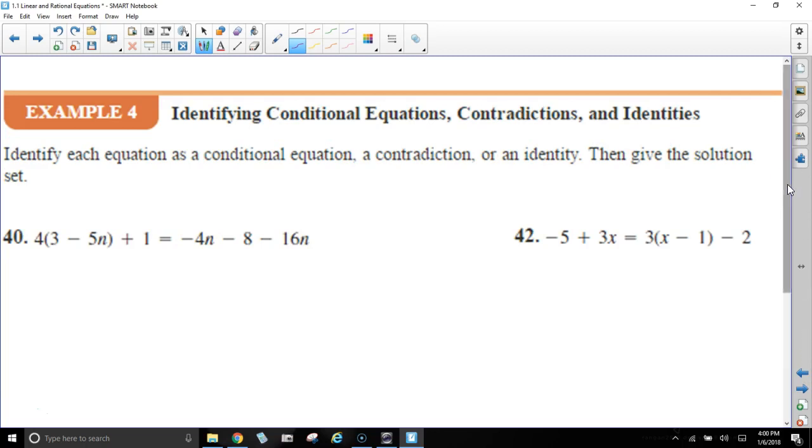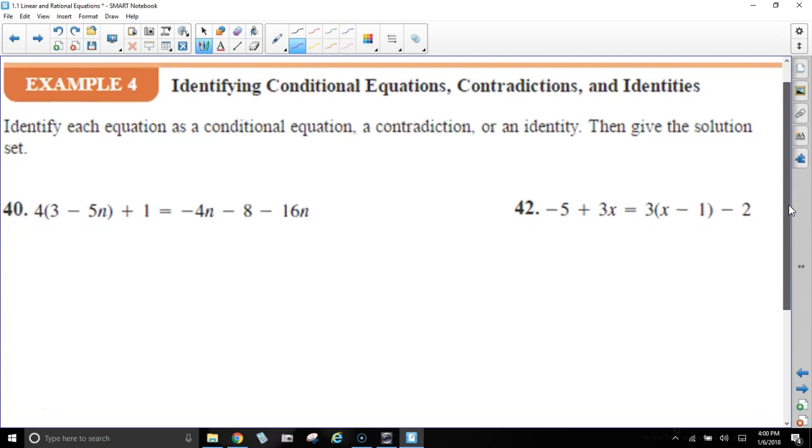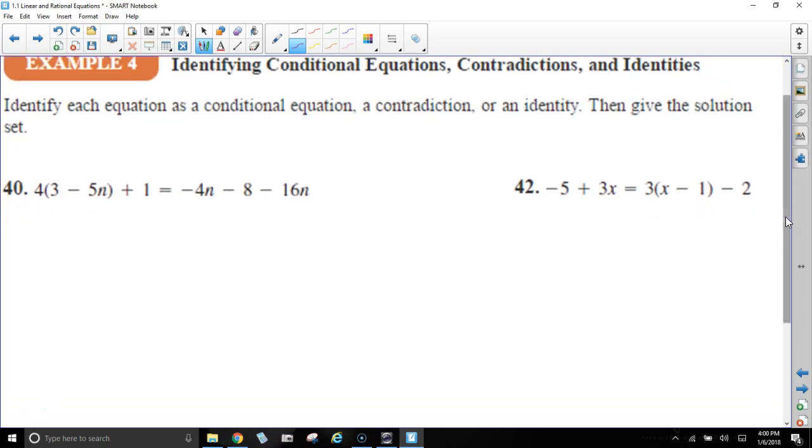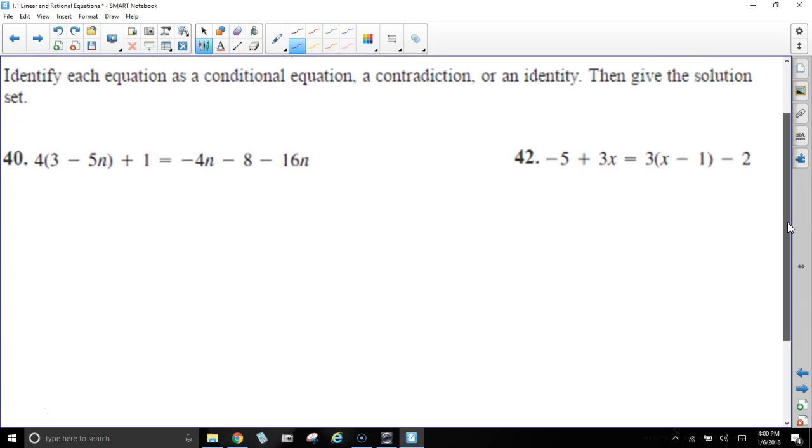This asks us to identify each equation as a conditional equation, a contradiction, or an identity. Then give the solution set. So for number 40, the first thing we are going to do is clear the grouping symbols on the left-hand side of the equation. 4 times 3 is 12. 4 times a negative 5n is negative 20n. And then bring down the plus 1.